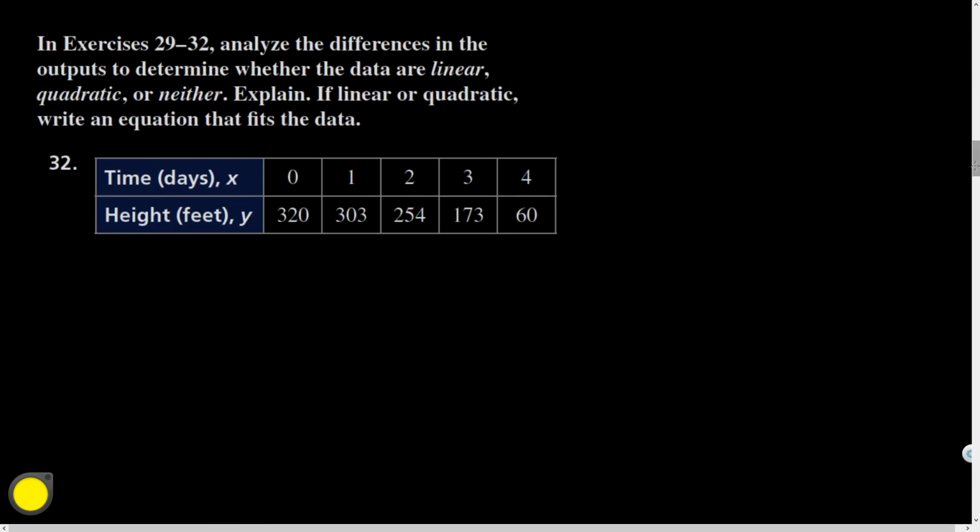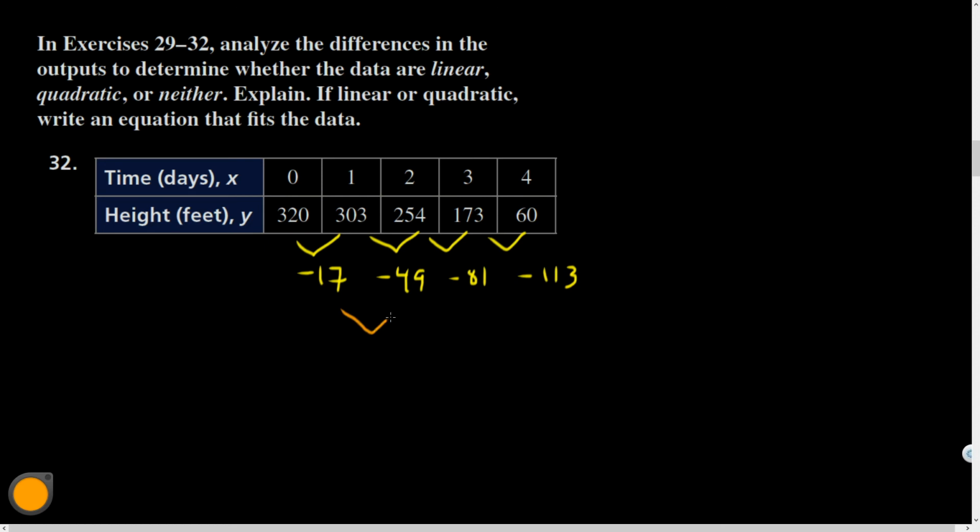Let's see, here's the last one I'm going to do with you here. So let's see, analyze the differences in the outputs to determine whether or not it's linear, quadratic, or neither. Okay, here we go. So let's see, first difference. 320 minus 303. That's going down 17. And then 303 minus 254. It's going down 49. And then again, 254 minus 173. It's going down 81. So it's definitely not linear, because it's changing. And then I get down 113.